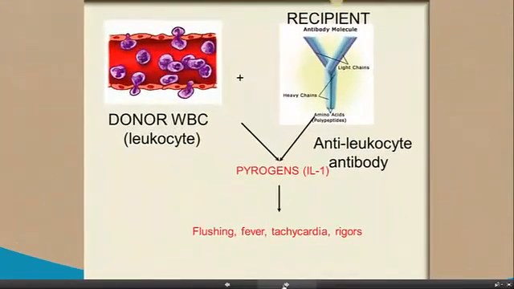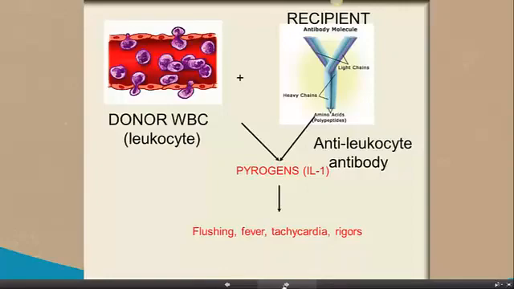I will re-explain in a diagram. This is the donor white blood cell. The recipient is already having the antibody against the donor white blood cell. So the antibody will attack the white blood cells of the donor, and this will cause the production of cytokines such as pyrogens, and these pyrogens can cause flushing, fever, tachycardia and rigors.